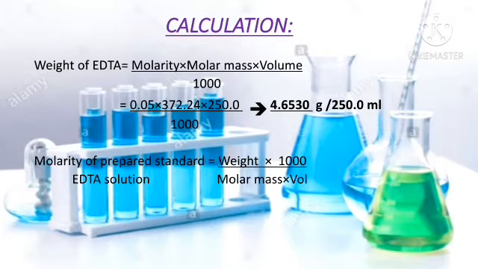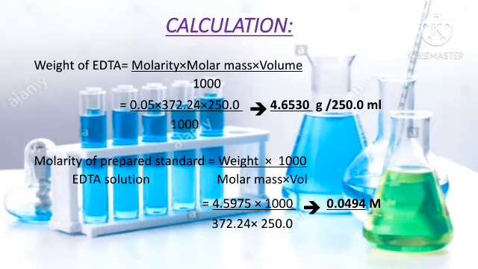Now in the second step, we find the molarity of the prepared standard EDTA solution, and the formula is weight multiplied by 1000 divided by molar mass multiplied by volume. By putting all these values, we get the molarity of the prepared standard EDTA solution is 0.0494.